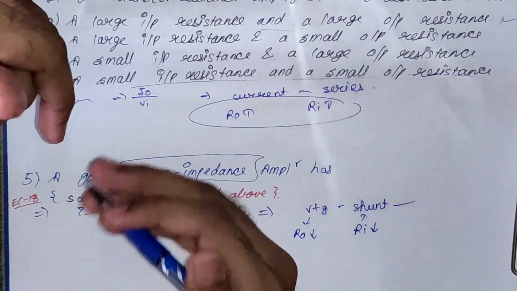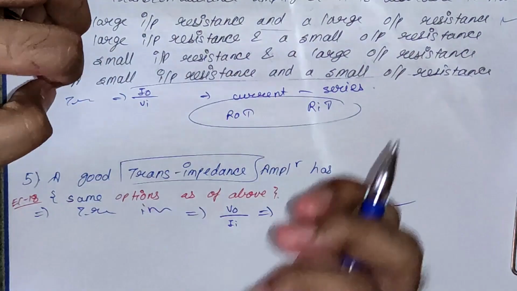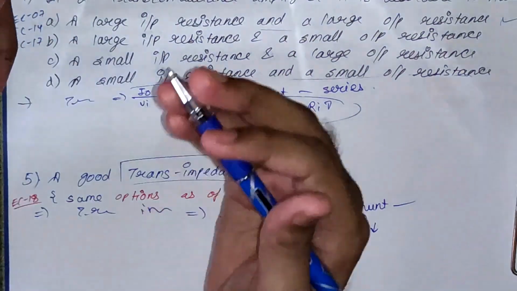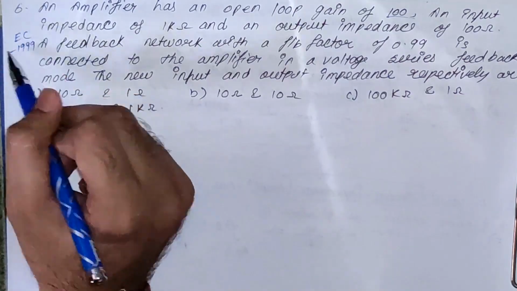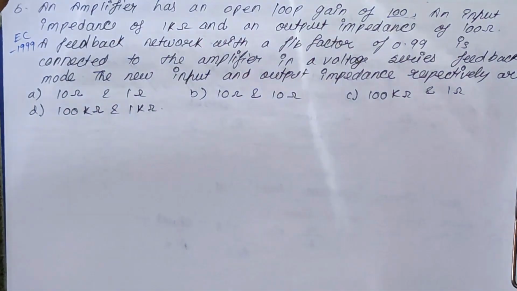So till now we have seen the effect on input resistance and output resistance, but we didn't find the exact value of input resistance and output resistance. Now onwards we are going to get the exact value. Now let's see this sum. This is of EC 1999. Yes, it is very old, but it is useful to show your mistakes.